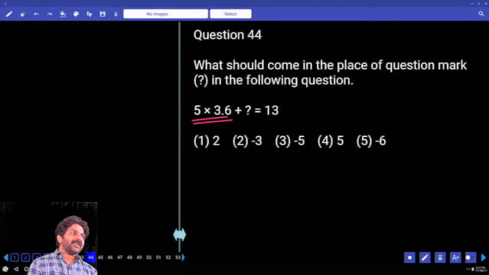This fellow goes to the right hand side only. 5 times of any number. How do we do? 10 times and half only. What is 10 times? 36. Half of that, 18, goes to the other side and becomes minus 18. Answer? Minus 5.